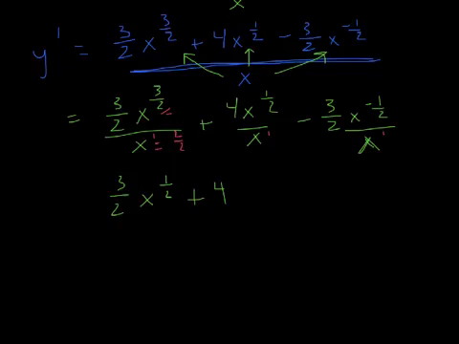All right, so we're subtracting exponents. 1 half minus a whole number 1, which is 2 halves. 1 half minus 2 halves is negative a half. So I have 4x to the negative 1 half power.